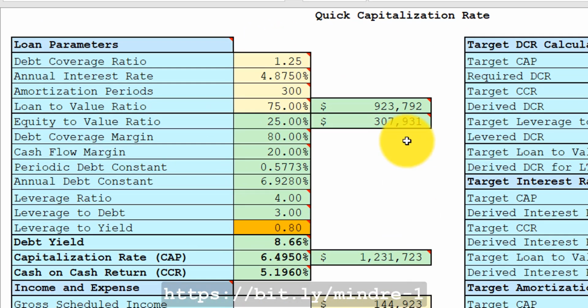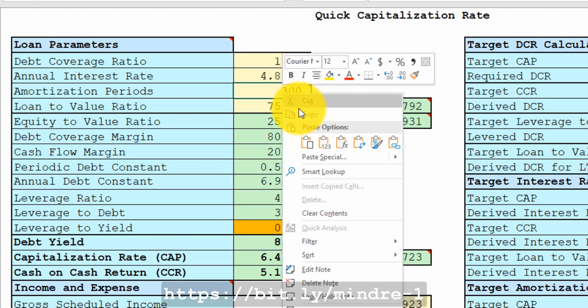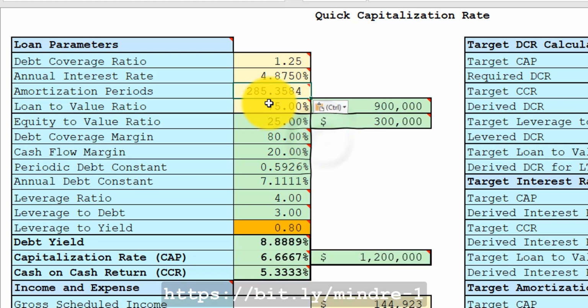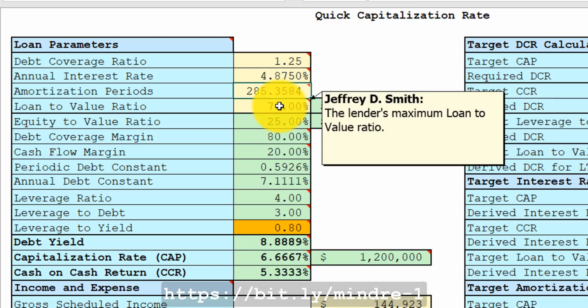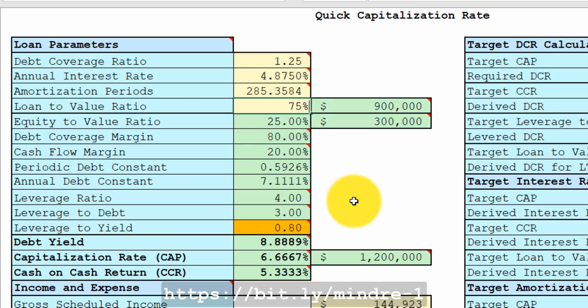Control C, copy, come back up, paste value, and now we have $900,000 senior loan amount. You can try changing the loan to value ratio. It doesn't matter. The loan amount is determined by the debt yield.